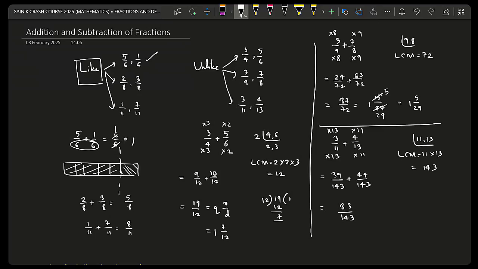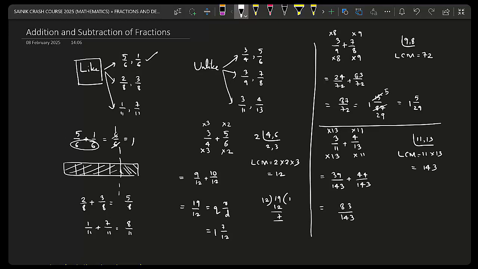Why? Because while adding, we want the same number of equal parts. If different numbers of equal parts are there in the denominator, we cannot add. For addition or subtraction, there must be an equal number in the denominator. Okay. Nishil, any doubts?